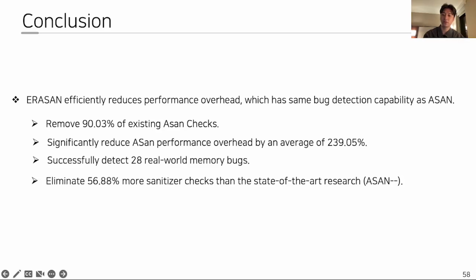And this is the conclusion. ERASAN efficiently reduces performance overhead, achieving 90% unnecessary check reduction and about 240% performance improvement while keeping the same bug detection capabilities.